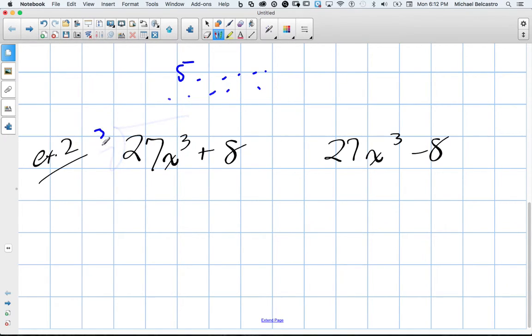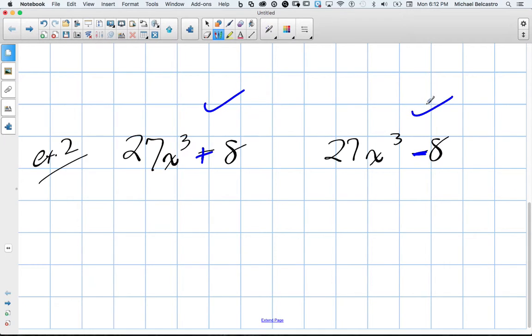Let's use cube roots. Can I find the cube root of 27? I know that I can. The cube root of 27 is 3. And the cube root of x cubed is just x. So that works out really nicely. And the cube root of 8 is 2. Perfect. So this checks out. This is something I can use cubes for, and you can do a sum and a difference of cubes. So both of these are factorable with our little shortcut.